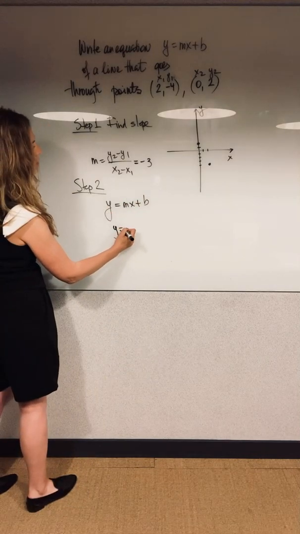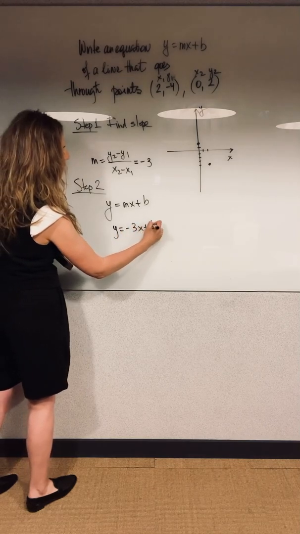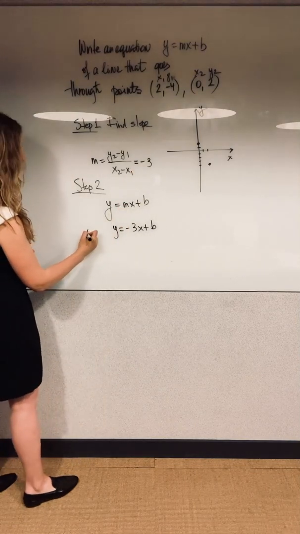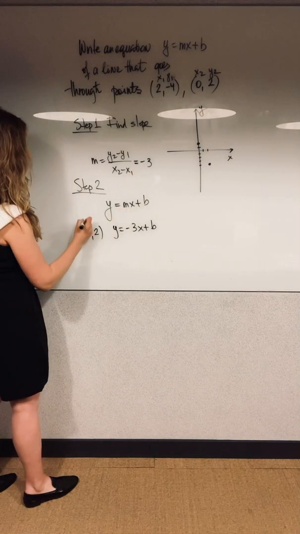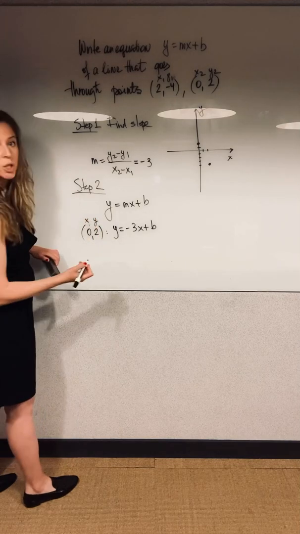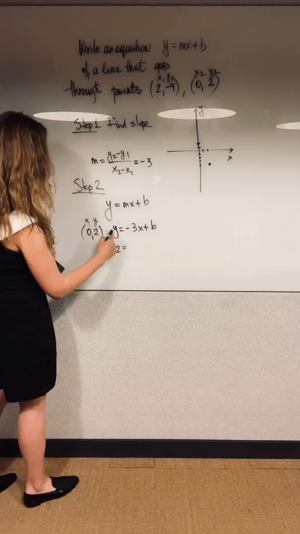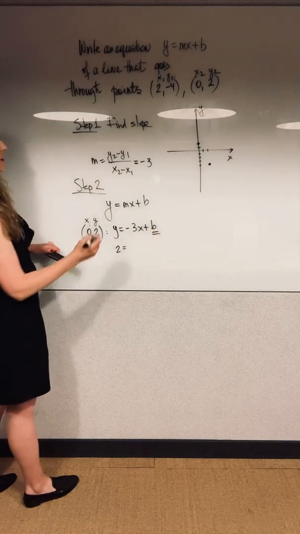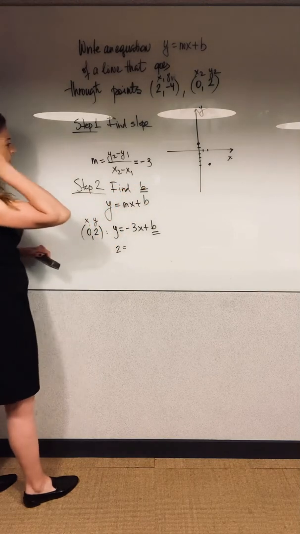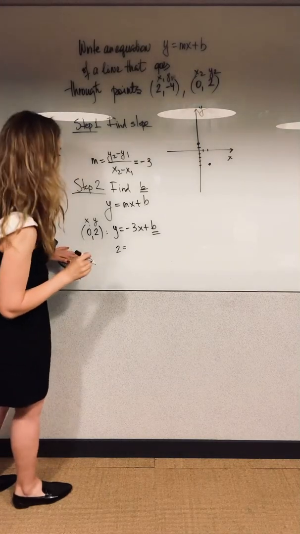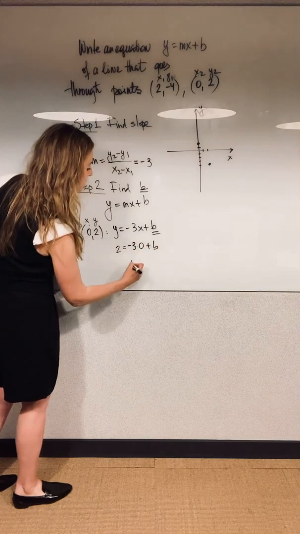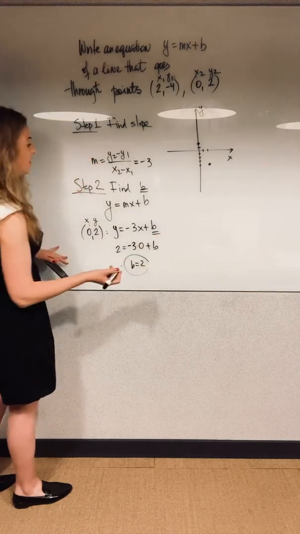Y equals -3x plus b. Pick a point that you would like to use. The second looks nice because 0 times x is 0, so you can do less work. And we go 2, right? We're looking for b. Basically, find slope, find b. That's all we need, just a b and a slope. 2 equals -3 times 0 plus b, and b is 2. Surprise, surprise.